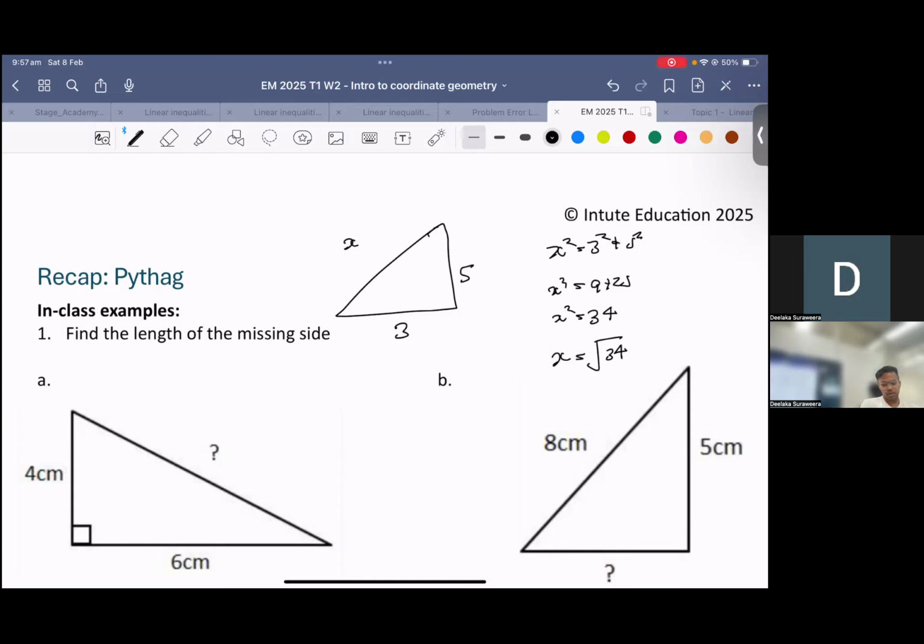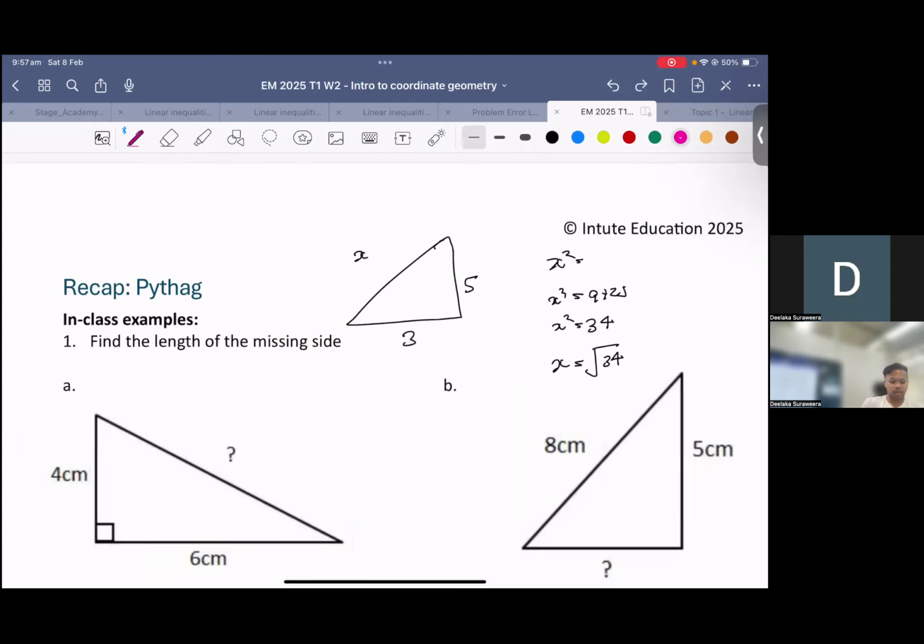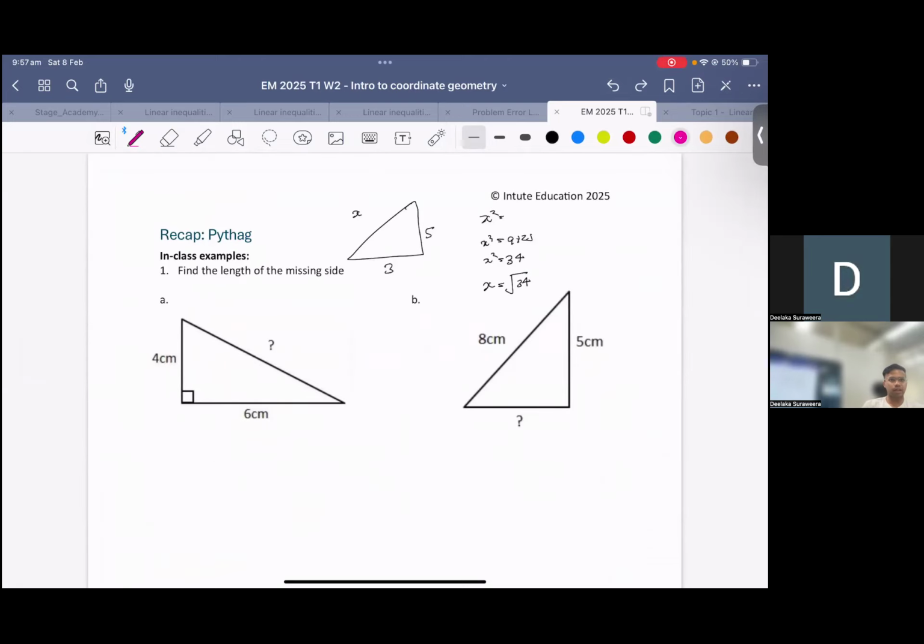Now with square roots, there is one exception, which is if you had 4 and 6 squared. That's a different one, right? I'll get to that point later. You can leave it as a surd for now. If it's not a perfect square, you can leave it as a surd.